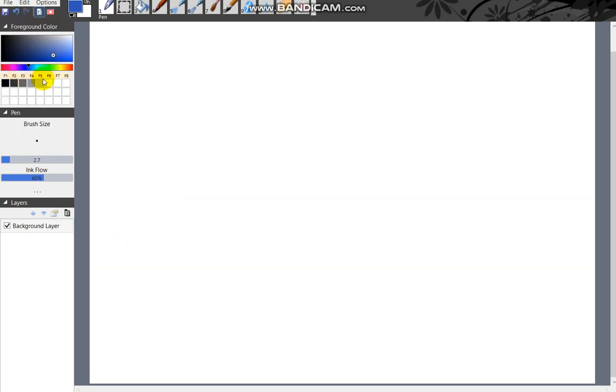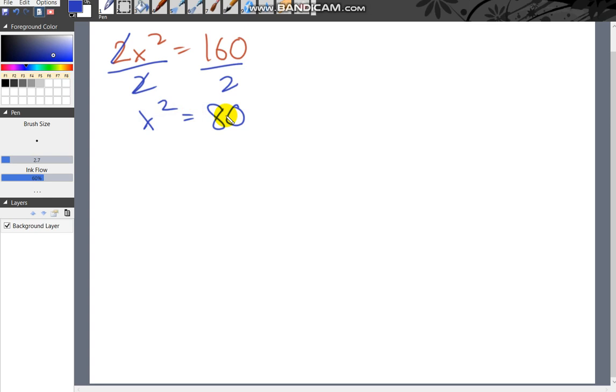Clear the screen. So let's say I gave you something like 2x squared equals 160. Okay, and our goal again is to solve for x. So in order to solve for x, we want to isolate x squared by itself. So in order to isolate x squared by itself, we need to divide both sides by a certain number. What I can see is we're going to divide both sides by 2. Cancel the 2's here, we're going to get x squared equals 80.